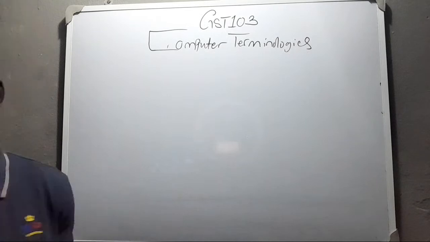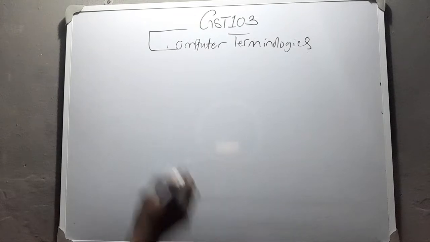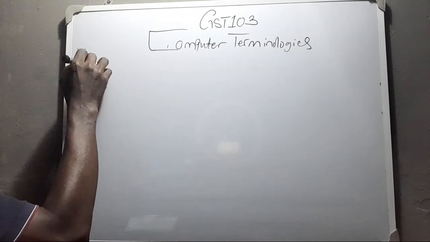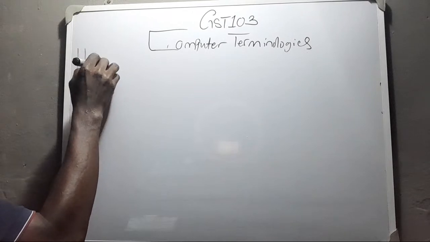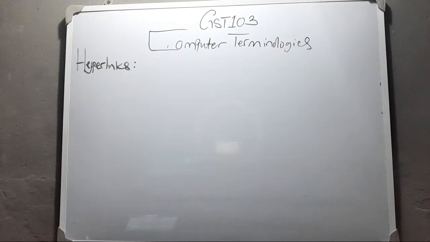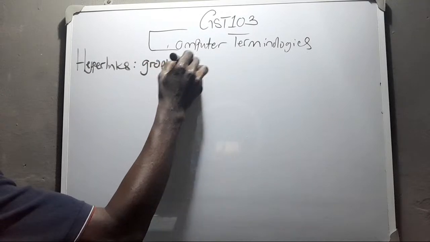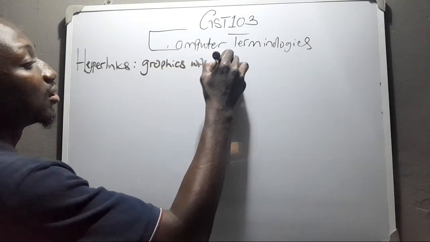All right. Now, hyperlinks. We'll talk about hyperlinks. What are we talking about? Hyperlinks are underlined or bordered words and graphics that have been addressed, that have a web address. Graphics with web address.